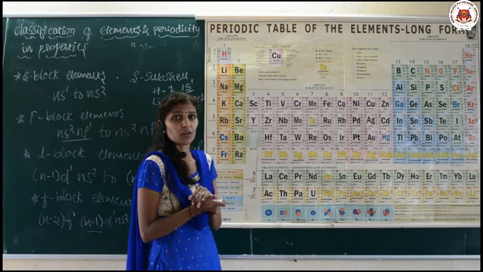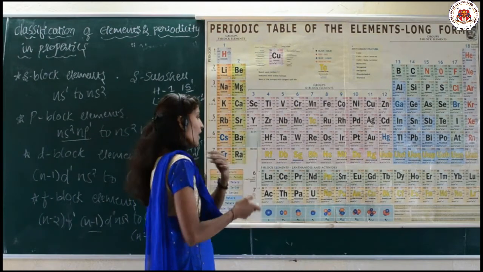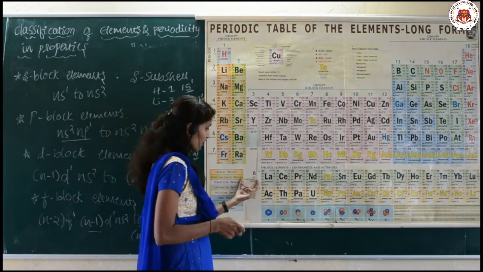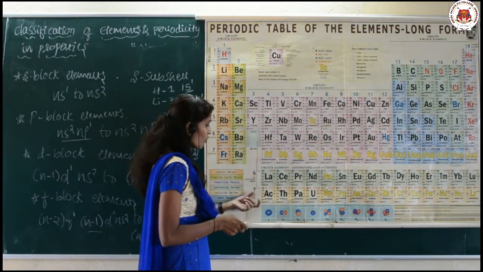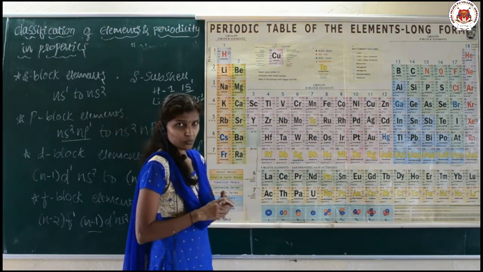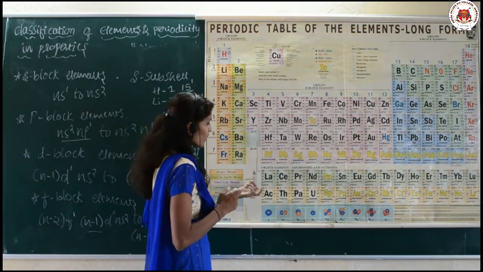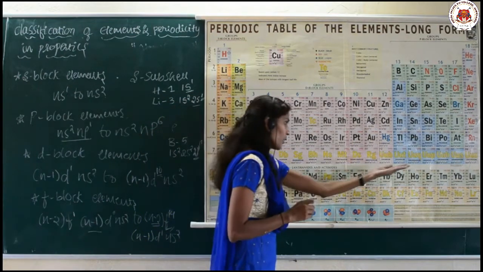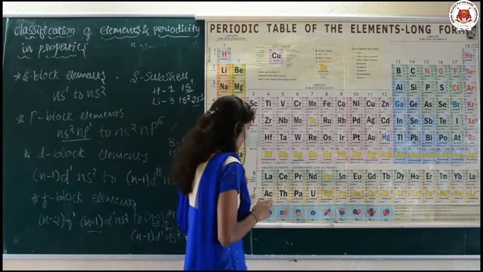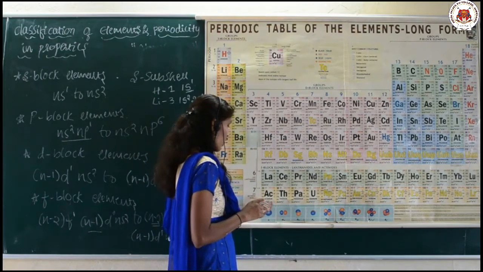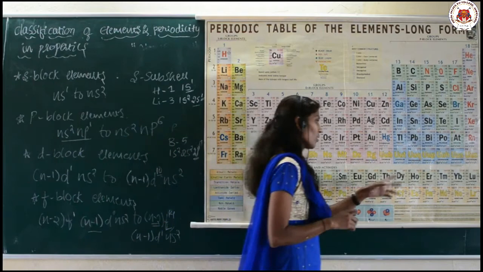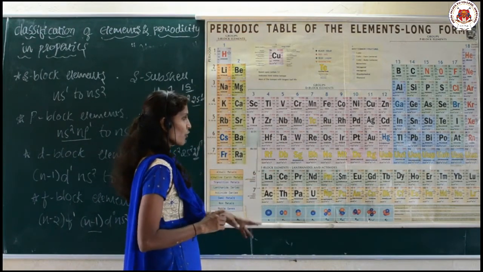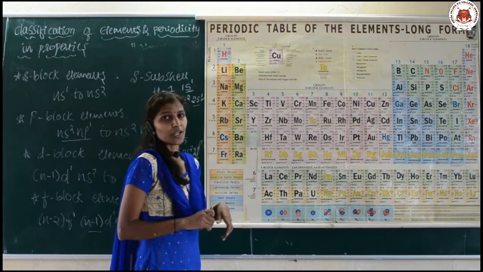So these are called inner transition elements, and they consist of two series. One is the lanthanide series, that is 4F, and the other is the actinide series, that is 5F. The lanthanide series starts with lanthanum and goes to lutetium, and the actinide series starts from actinium to lawrencium. This is kept separately from the main body of the periodic table.